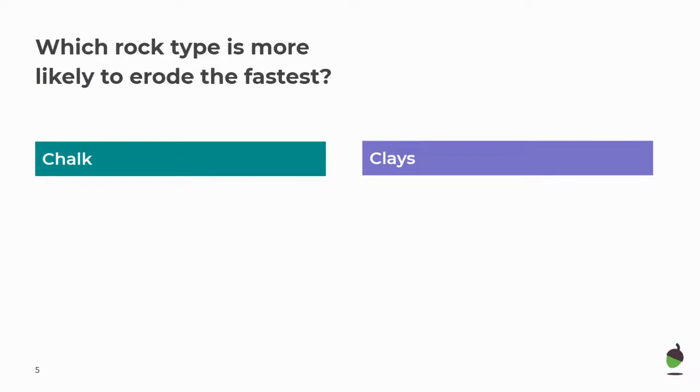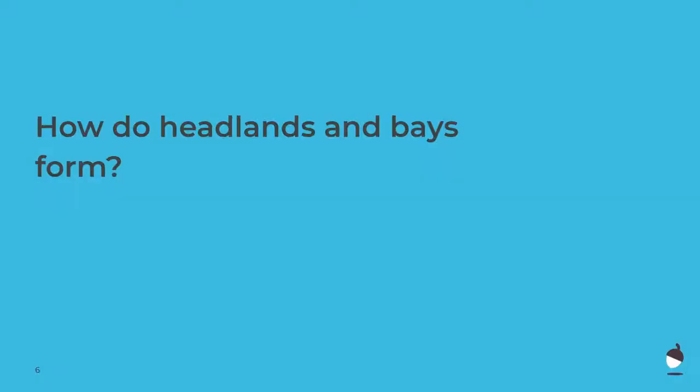So which rock type is more likely to erode the fastest? 3 seconds. 1, 2, 3. It is clays. So clays are soft, they're likely to erode much faster.